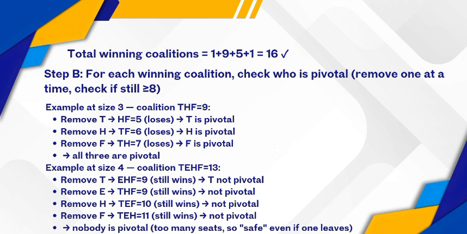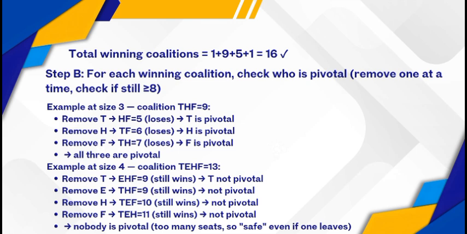But now look at a bigger coalition: engineering, economics, law, and social science together, that's 13 seats. If we remove engineering, we're still at 9 seats. Still winning. Same story for the others. So in this case, nobody is pivotal because there's just too much surplus power in that group.